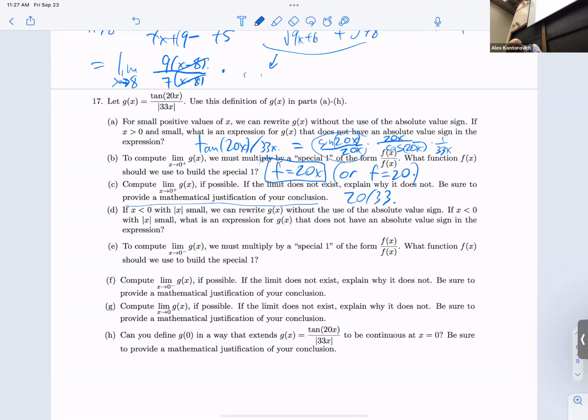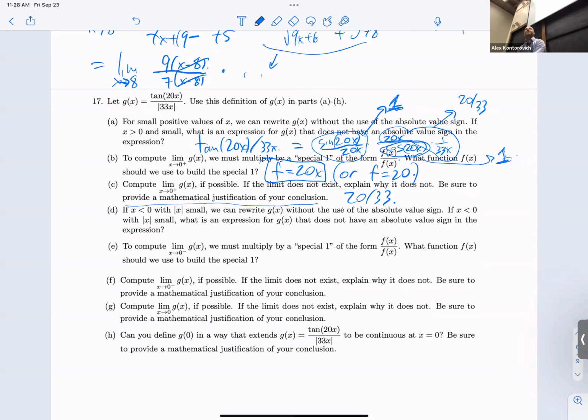I don't have room here to do it, but this goes to 1. This ratio is equal to 20 over 33 for all values of x not equal to 0. And cosine goes to 1. So if this is getting closer and closer to 1, and this is getting closer and closer to 1, and that is getting closer and closer to 20/33, then that's the limit.